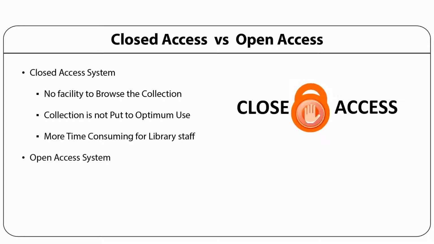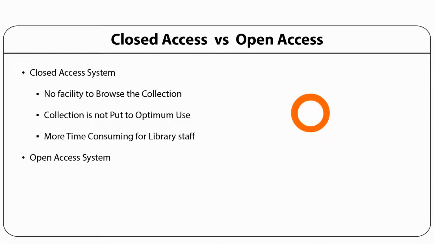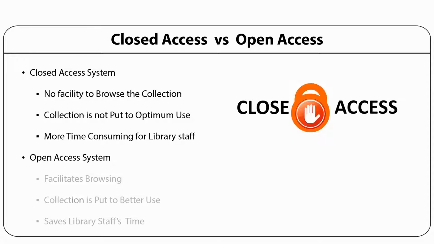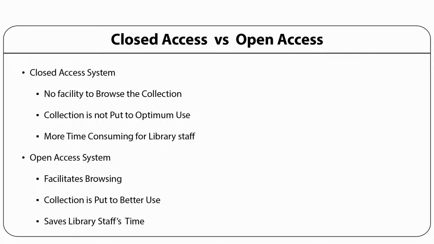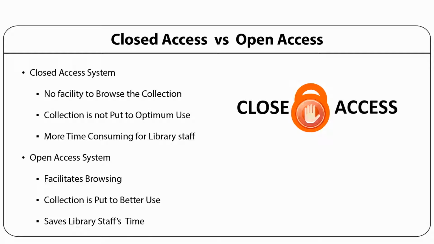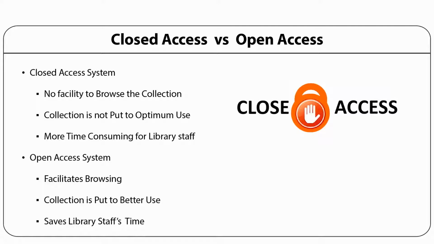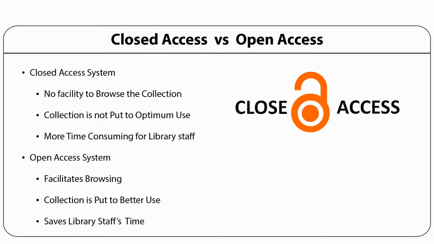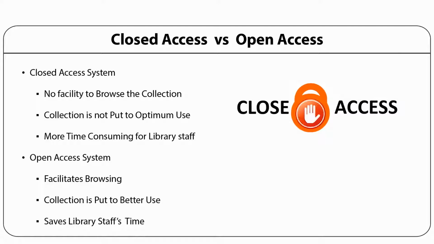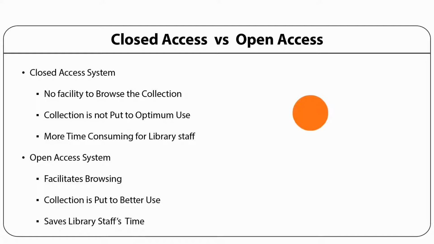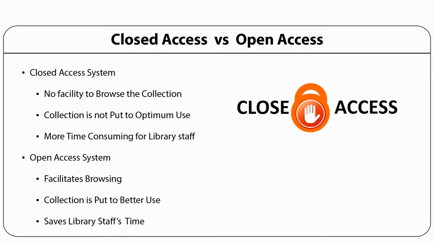In open access system, the library users are permitted to enter the stack room area to browse the collection and select the items. The system has many advantages. Browsing the collection helps the user to select other books also. The collection is also put to better use. It saves the time of the library staff as well in searching and bringing the books. The only disadvantage of open access system is that users may displace and mishandle the collection.